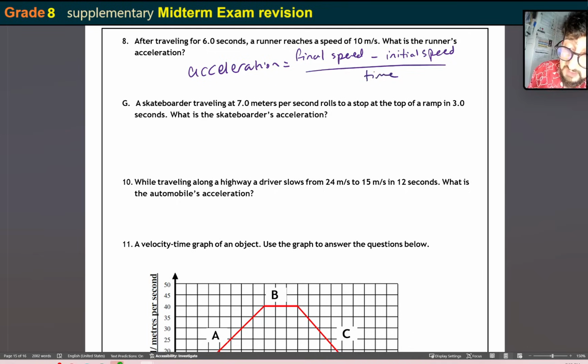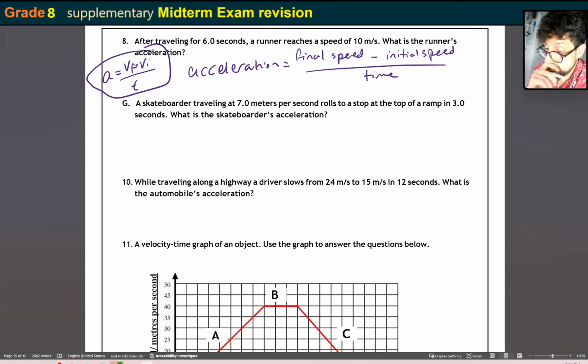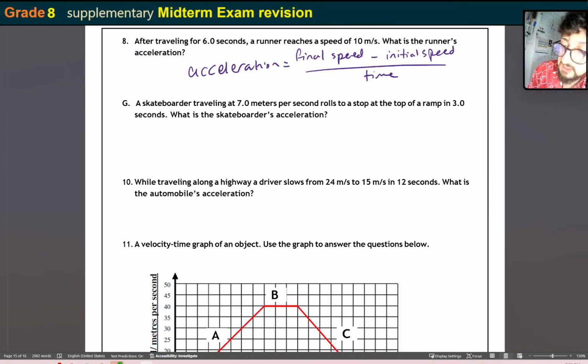Now, some of you in my classes would be familiar with this as well. Vf minus Vi all over t, which just means final velocity minus initial velocity over time. Now, this is more accurate, to be honest, because when we're dealing with acceleration, we're dealing with velocity, not speed. But at this stage, we're not really concerned. So, acceleration is equal to Vf minus Vi over t.